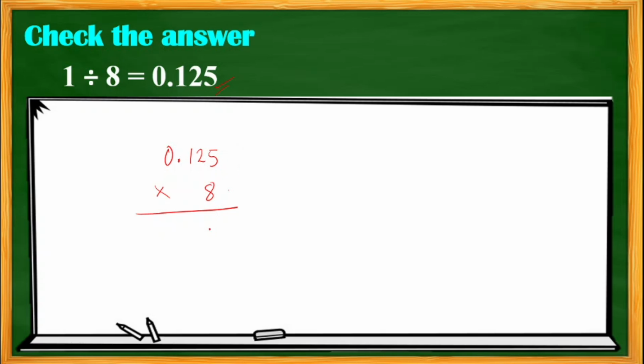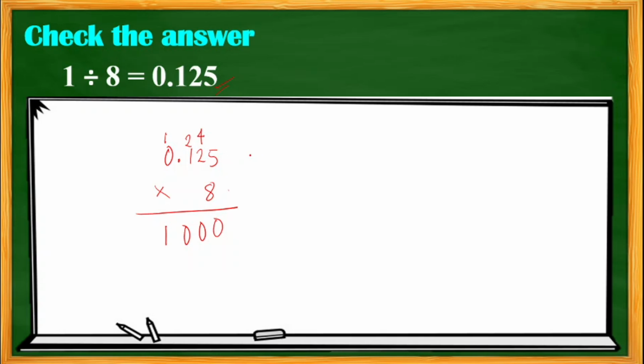So 8 times 5, the answer is 40. Regroup 4. 8 times 2, the answer is 16, plus 4, we have 20. Regroup 2. And then 8 times 1, the answer is 8, plus 2, we have 10. And then regroup 1. Then 8 times 0, the answer is 0, plus 1, we have 1.